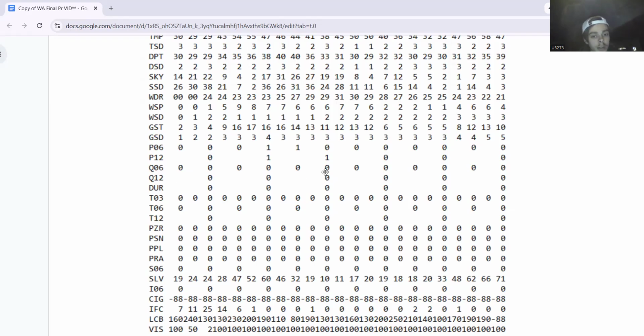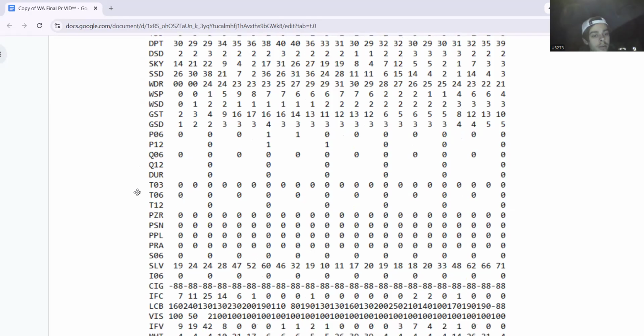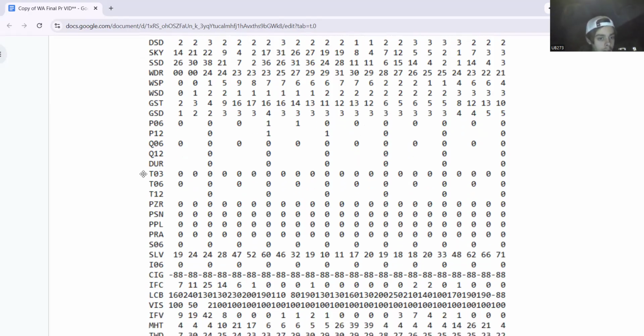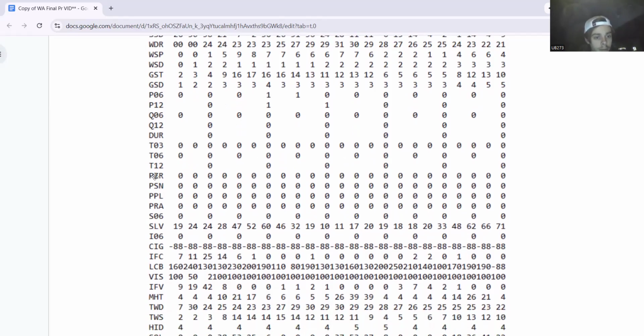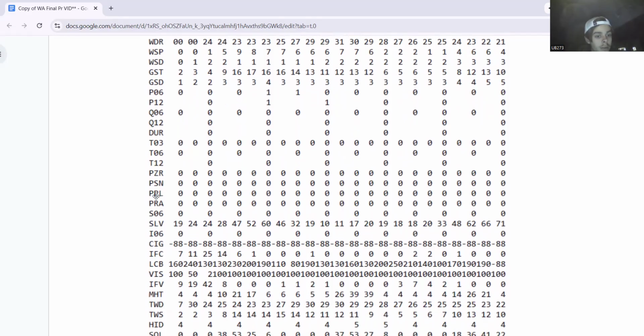Duration that precipitation is expected, zeros. That's why this isn't really the best example, but it would be in hours. And this is in hundredths of inches. I should say the units. TO3 and TO6, sorry, that's not temperature. That is probability of thunderstorms, which is zero, for 3, 6, and 12. And then that is probability of freezing rain, probability of snow, probability of sleet or ice.